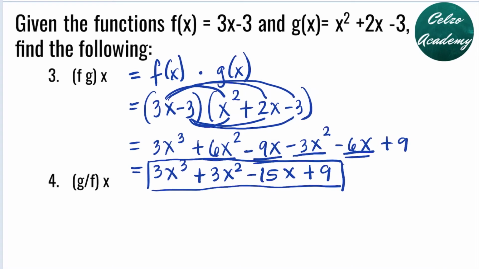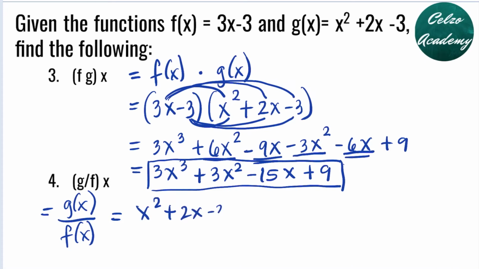Question number 4 is finding the quotient of g of x and f of x. So here we will do g of x divided by f of x. Our g of x is x squared plus 2x minus 3. And our f of x is 3x minus 3. Now we need to simplify this by factoring both numerator and denominator.